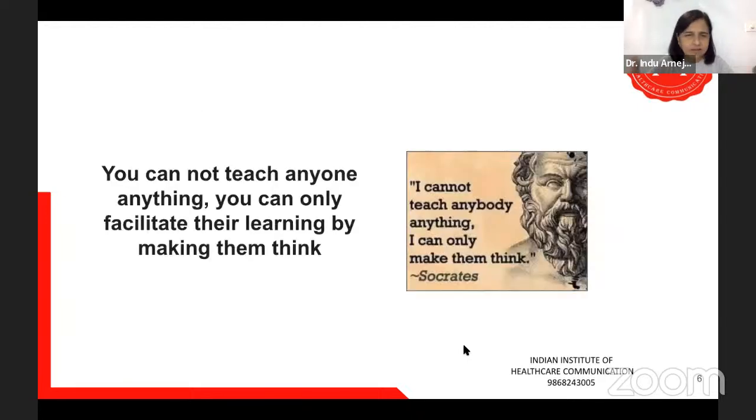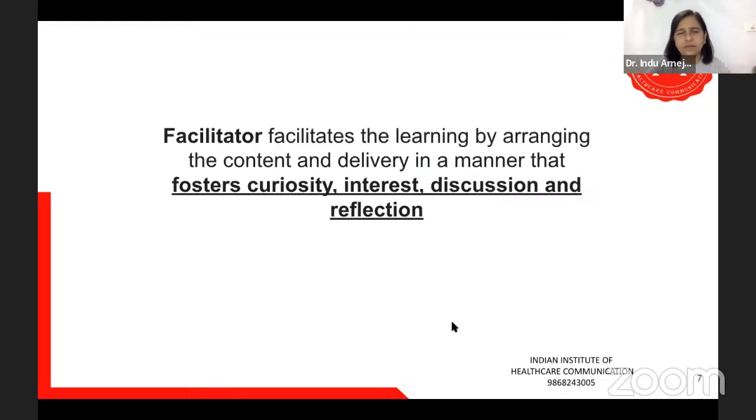So I think Socrates' statement that we cannot teach anybody anything, we can only facilitate their learning by making them think, really fits this definition of facilitation. And I think that's what works the best, especially with an adult, educated audience. You cannot sit and teach them anything. You can just put the ideas across and give them time to assimilate and accept or apply it.